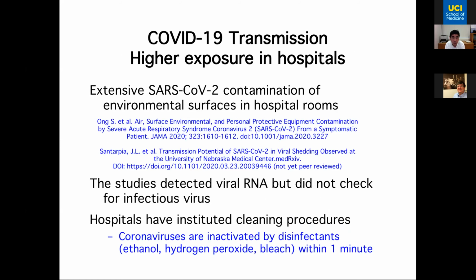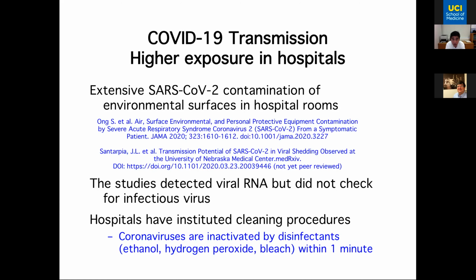There have been studies looking at contamination of environmental surfaces in hospital rooms of infected patients, and they basically swab all kinds of surfaces in the room, and they can find it everywhere. And that just speaks to how much virus is being produced by these infected patients.